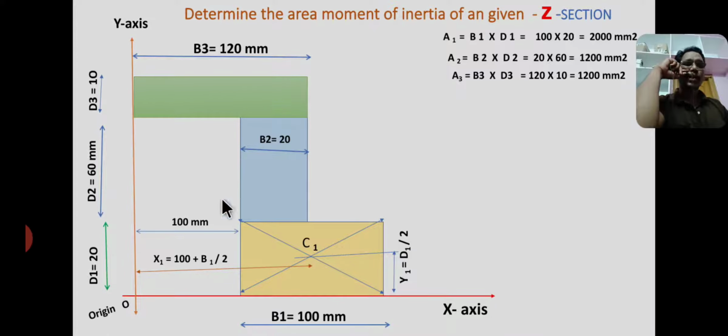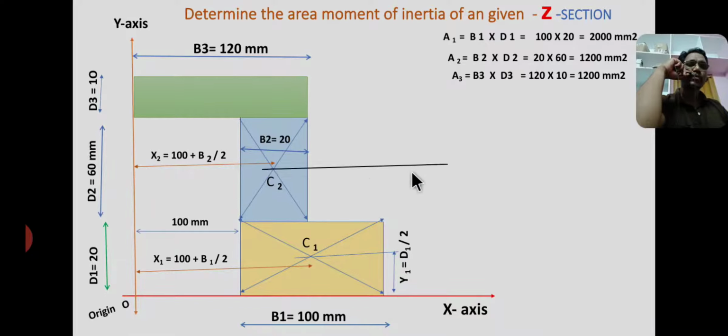Okay. Now, I am drawing the diagonals for section 2. C2 is the centroid of a second rectangle at a distance of X2 from Y-axis and Y2 from X-axis. Okay, from here to here, the value is y2. The answer X2 equal to gap 100 mm plus half of the base. That is 100 mm plus b2 by 2. 100 plus 20 by 2 equal to 110 mm. And y2 equal to height of your bottom rectangle plus half of the second rectangle. That is d1 plus d2 by 2.